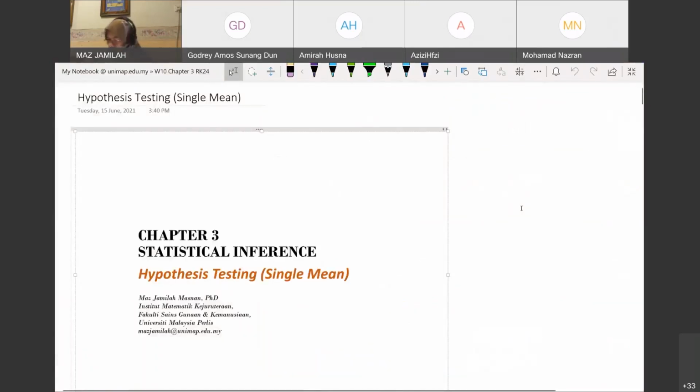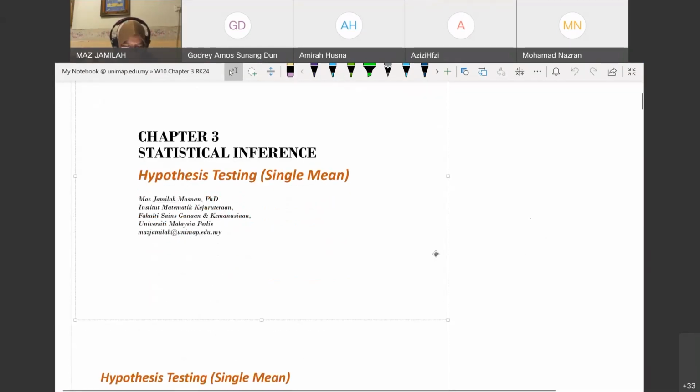Now, for chapter 3, we have what we call single and two population statistical inference. And what we have done last time, we have discussed theoretically on how we can perform the hypothesis testing, and it could be performed using three methods.